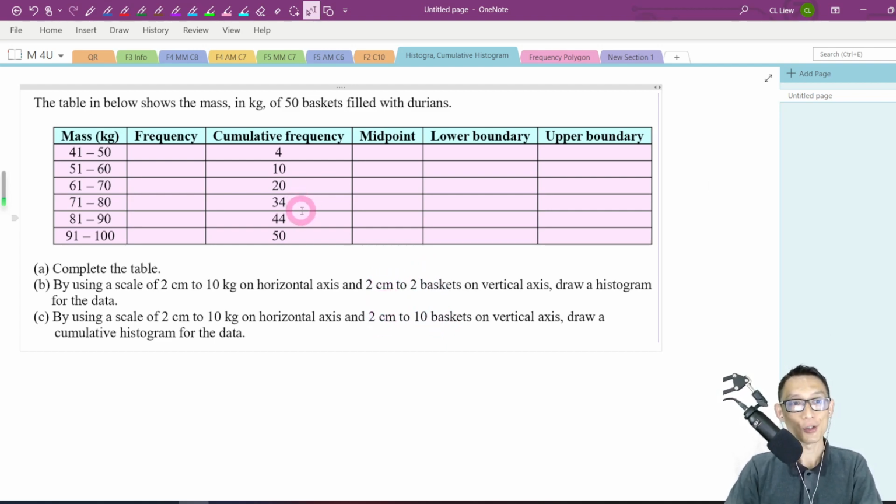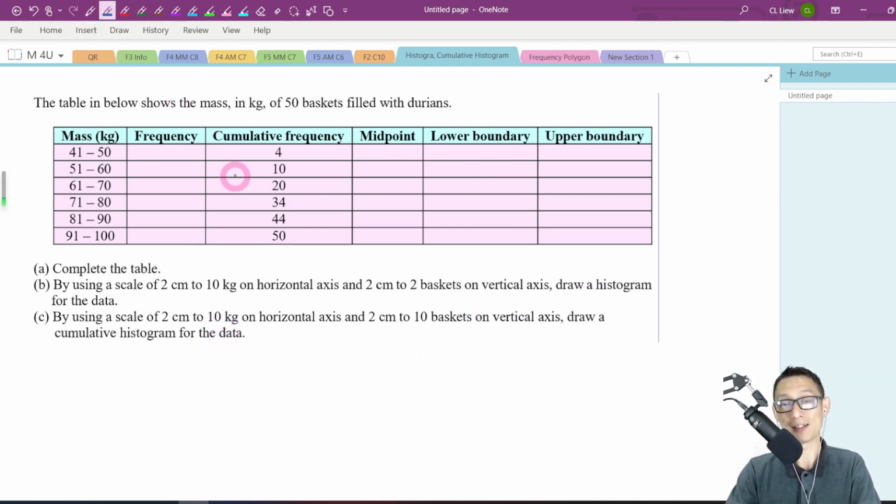Okay. So this question is actually trying to help us by asking us to complete the table, so that we have all the important information that we need when drawing a histogram and cumulative histogram. Okay, now let's complete this table first. All the cumulative frequencies are given to us. We need to find the frequency ourselves.